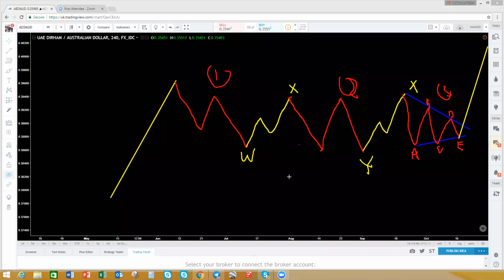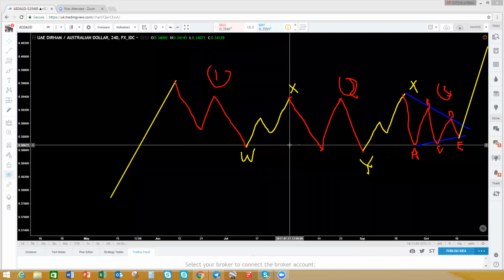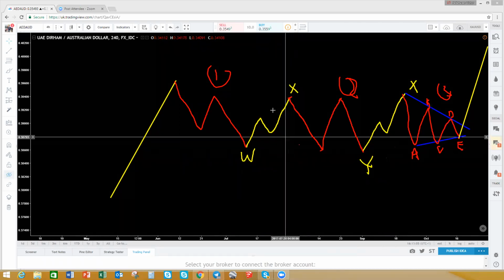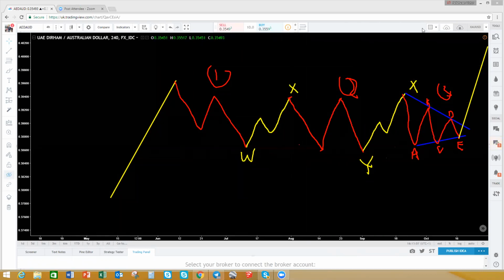So you can have any of them. You can have a zigzag here, a triangle there, a flat correction there, and a flat correction there, or just zigzags being connected by zigzags, or zigzags connected by triangles. Any of them you can have, and they need to comply with the rules that we apply. So that is how you apply the theory.